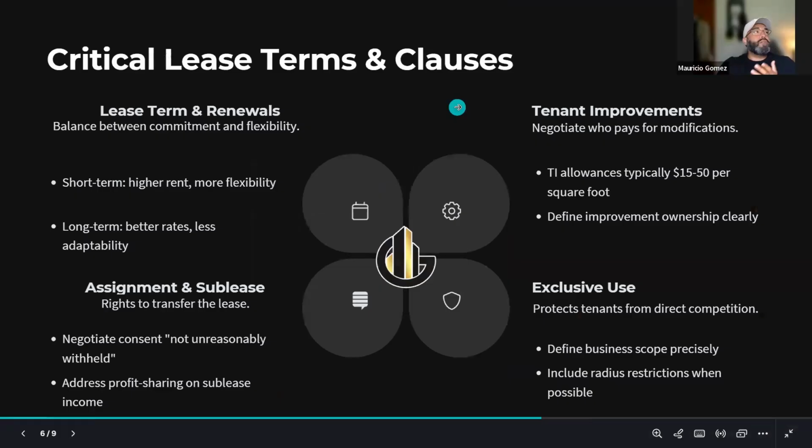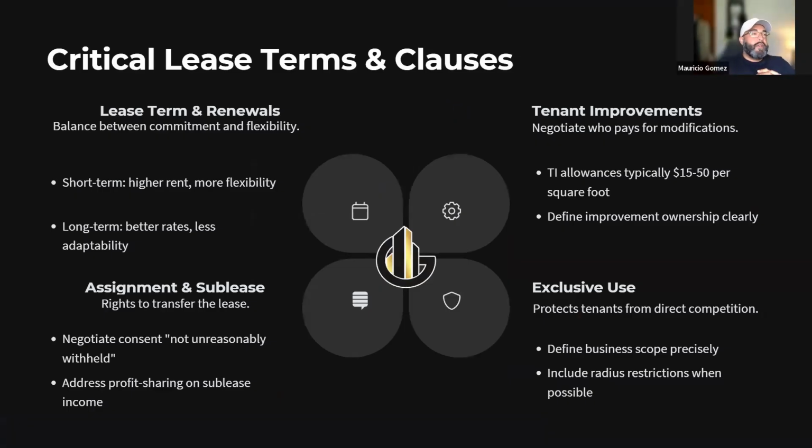So let's look at some critical lease terms and clauses. I would take notes on these things. These are very important points that I'm going to be talking about. So let's look at lease terms and renewals.